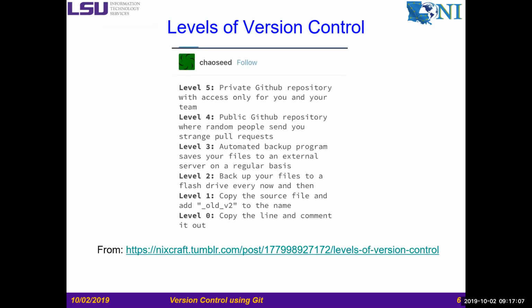So here we have the levels of version control system, and think about level 1, copy the line and comment out. This is level 0, and level 1 is what? The copy and rename approach. And level 2 is you have a backup system. Every time you have a backup now and then, you might have an automated script to help you work with this.